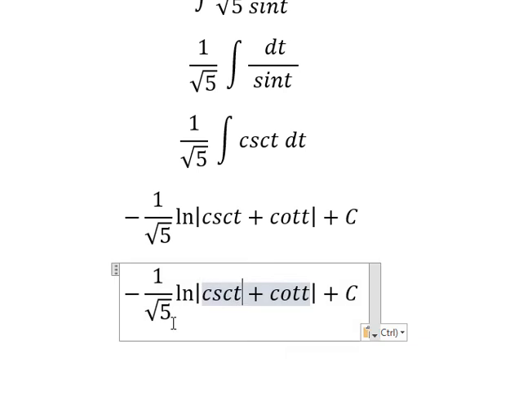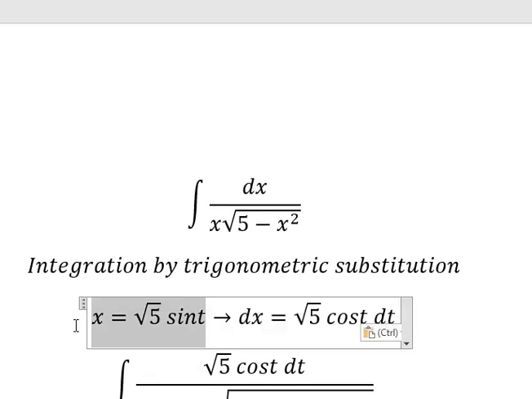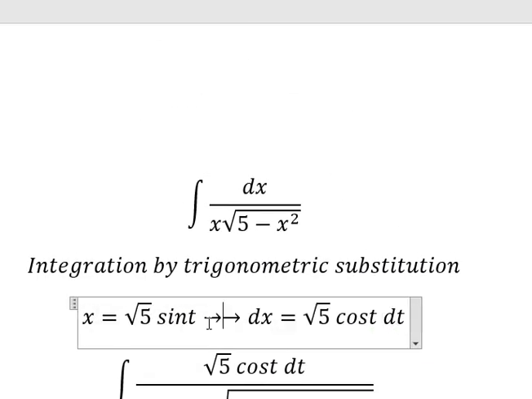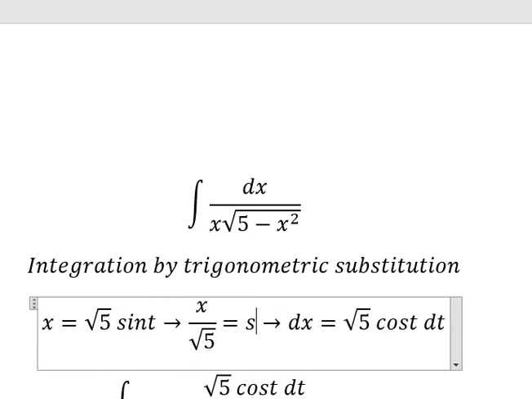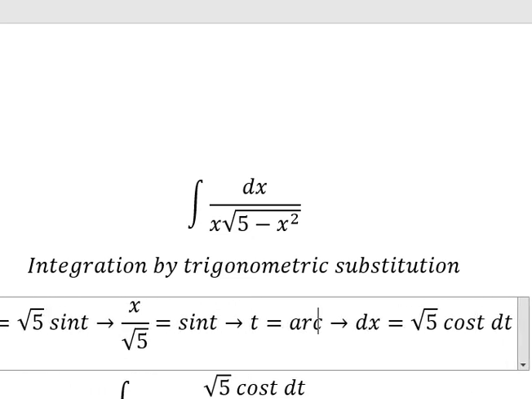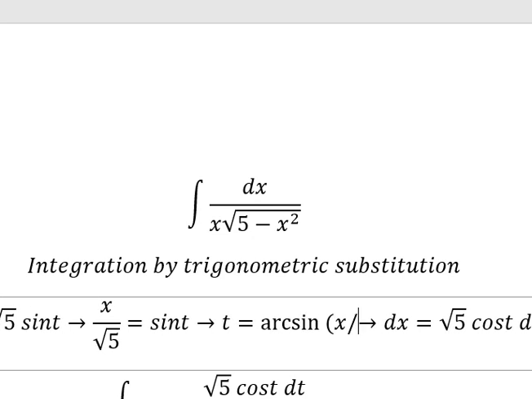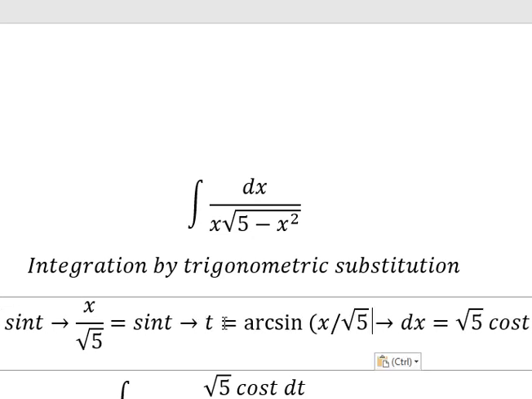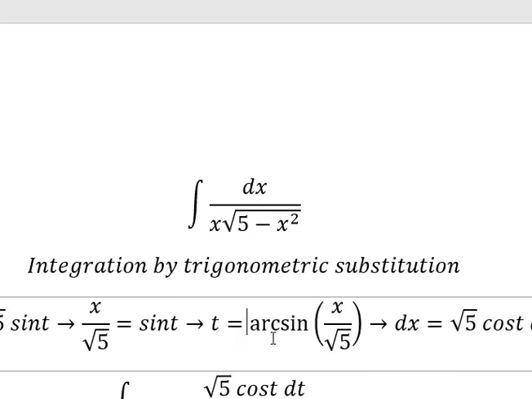Now for t, that is this one. So we divide both sides by the square root of 5. And now we have t equals arc sine of s over the square root of 5. So I will substitute this for t.